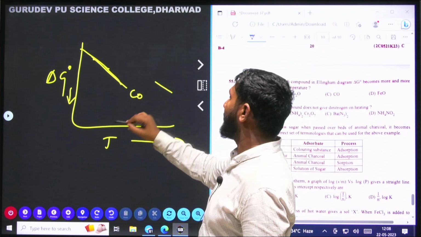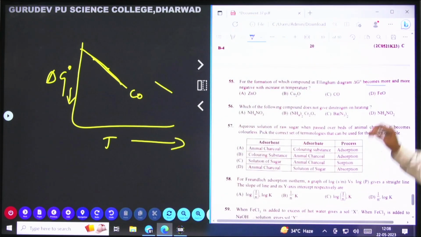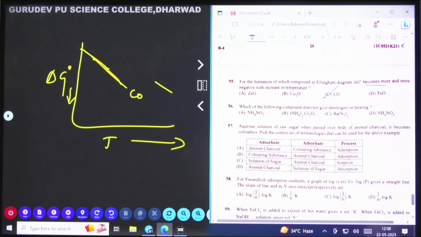Delta G value becomes more negative, that is exactly what they have asked in the question. Therefore delta G value becomes more and more negative with increase of temperature. So that is CO. In other options, with increase of temperature delta G value becomes less negative. So next question number 56.